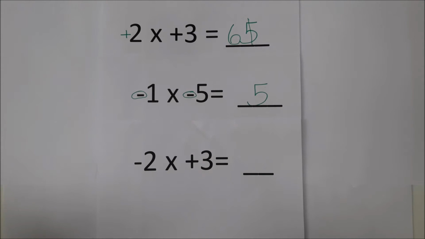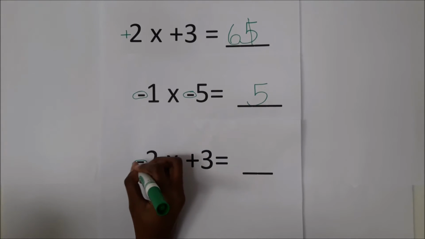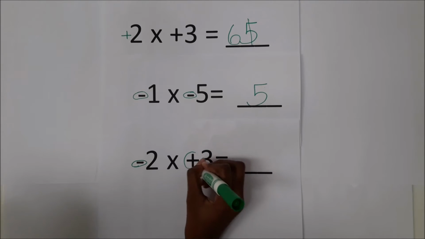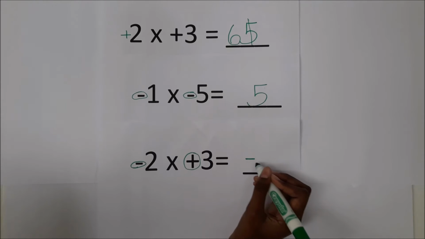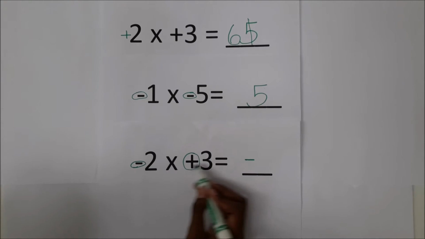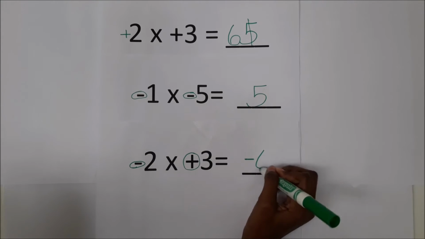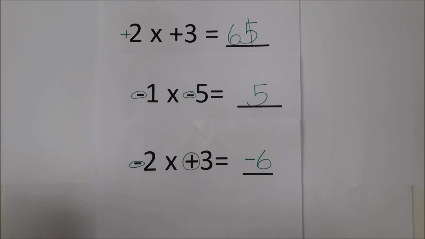Read the next one. Negative 2 times positive 3. Circle the signs. Negative times positive. What's the answer? Negative. So put the negative. And then what numbers? 2 times 3 is 6. So work with the signs and then work with the numbers. Perfect.